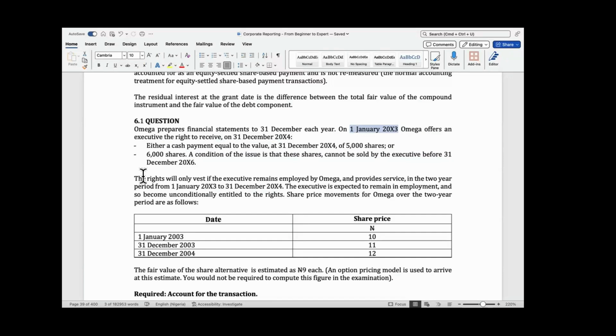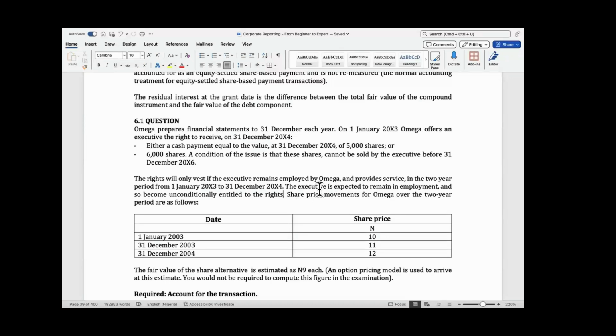The question continues. He said that the right will only vest if the executive remains employed by Omega and provides service in a 2-year period from 4th January 2003 to 31st December 2004. The executive is expected to remain in employment and so become unconditionally entitled to the rights. Okay, so we expect all of them to remain in employment.